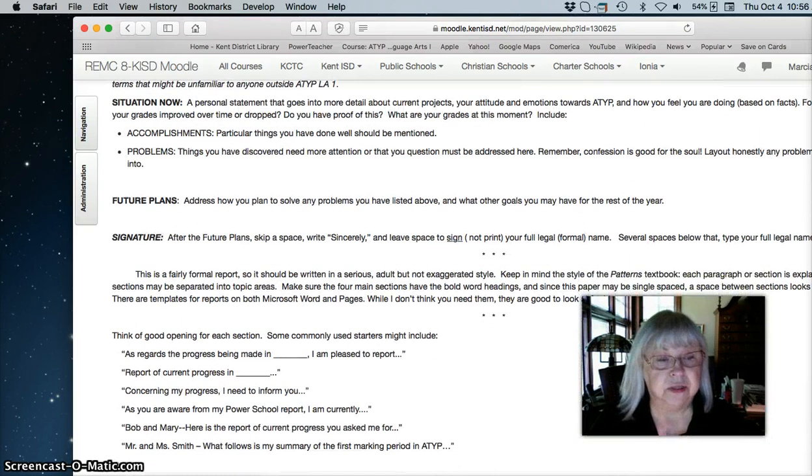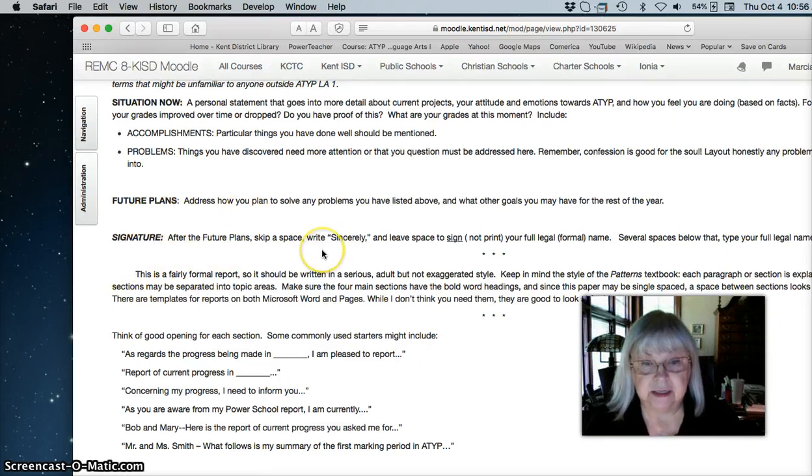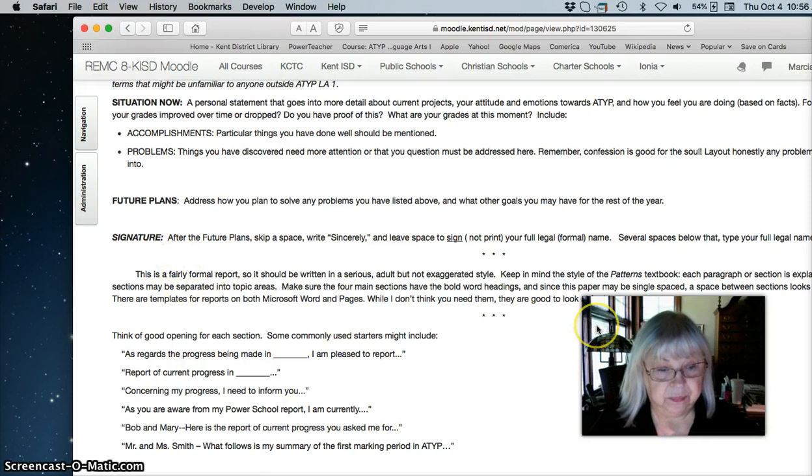Now, like any business paper, after you put down your future plans, you sign it sincerely, skip a bunch of spaces, and then type out your full legal name. You must put your own actual signature in ink on the paper. I require that.